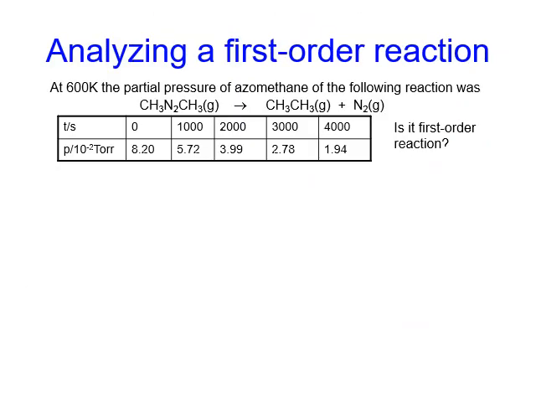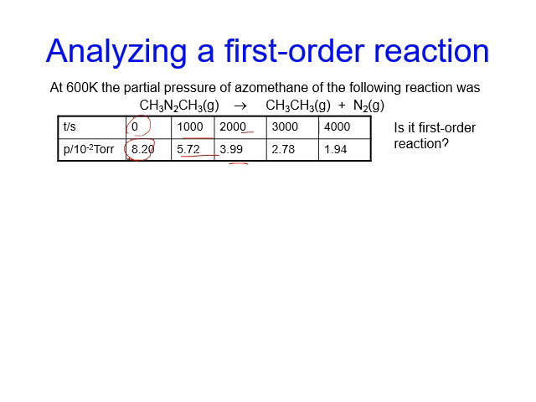Sample question. At 600 Kelvin, the partial pressure of azomethane for the following reaction was given in the table. Initially, the pressure is 10 to the negative 2 torr. After 1000 seconds, the pressure reduced to 5.72. Increase time, decrease the partial pressure. The question is: is it a first order reaction or not?